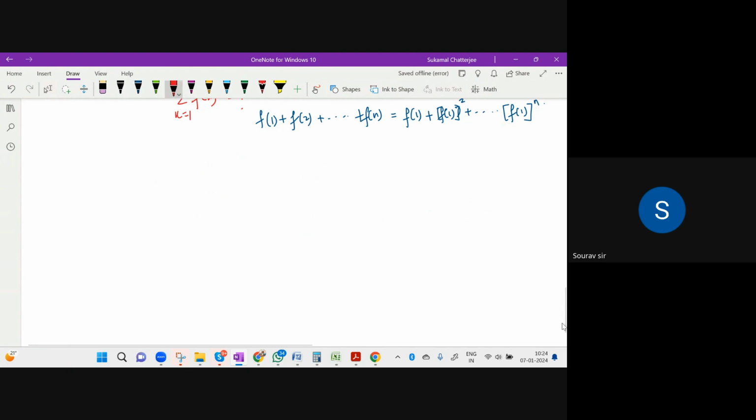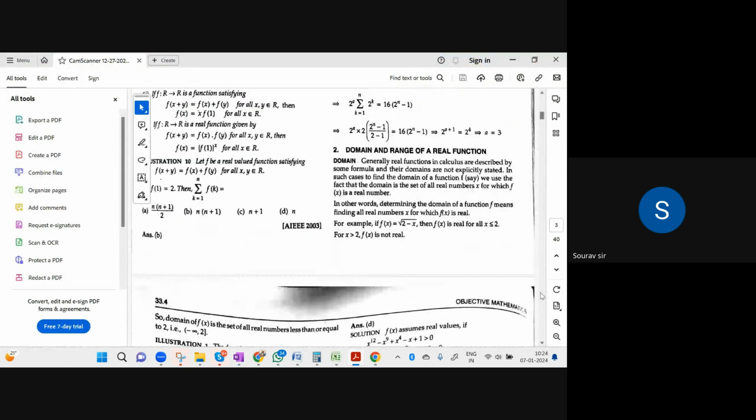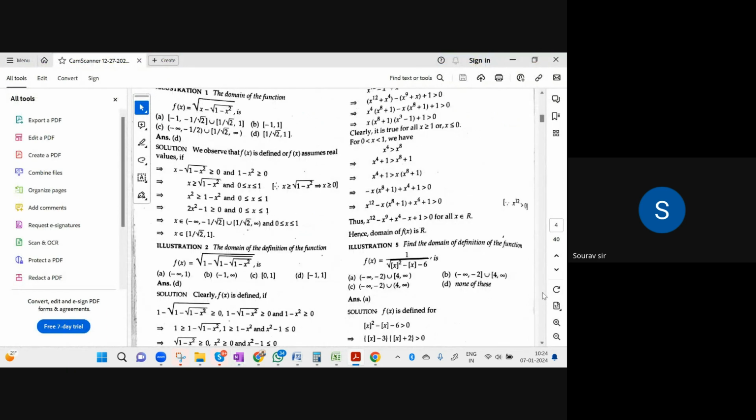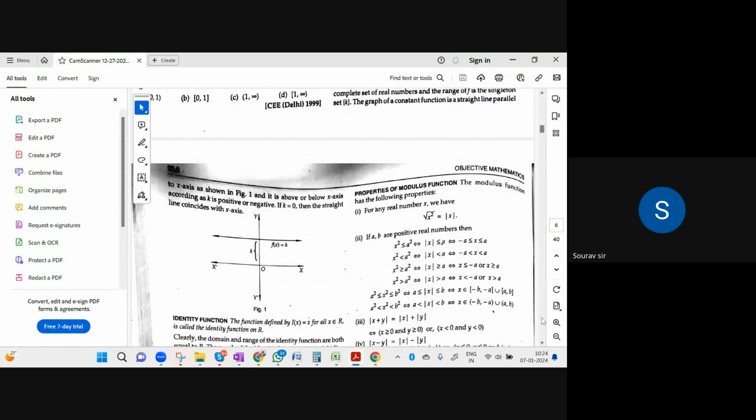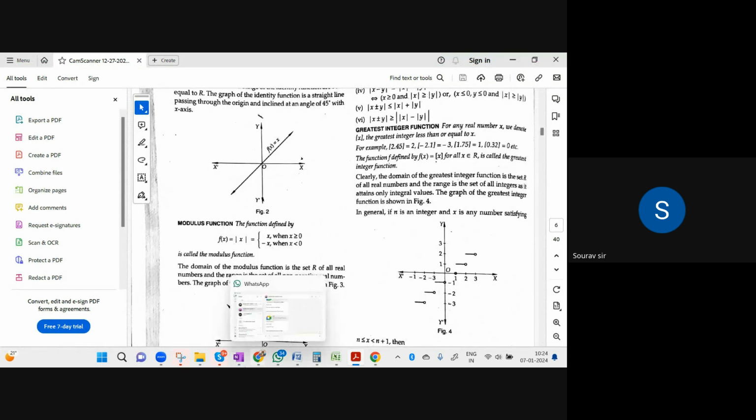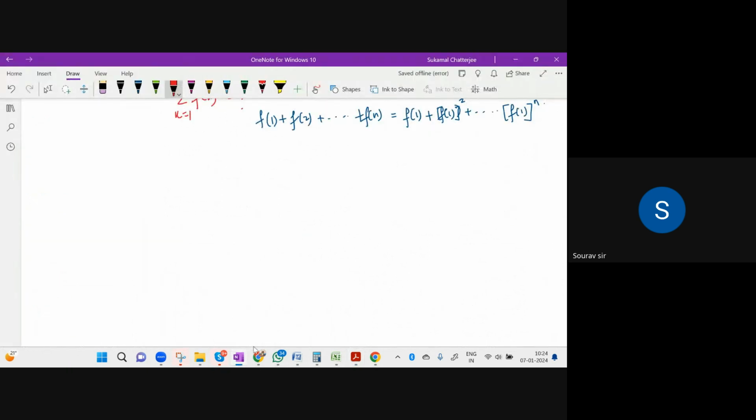Next type. Domain and range I have covered. Now we'll do some special functions. The first one: have I covered the gint function with you? Gint stands for greatest integer function. Have I done this with you?